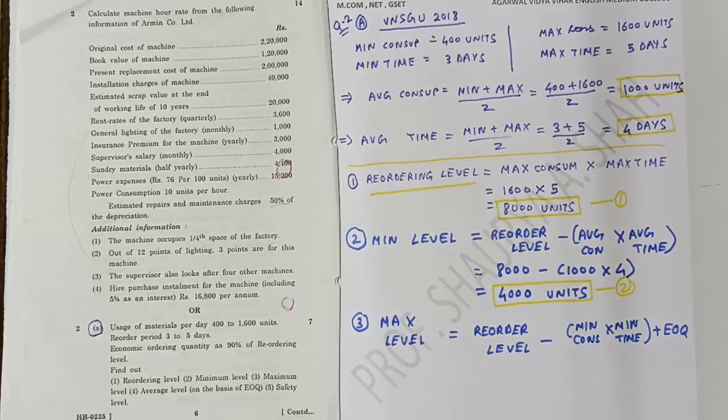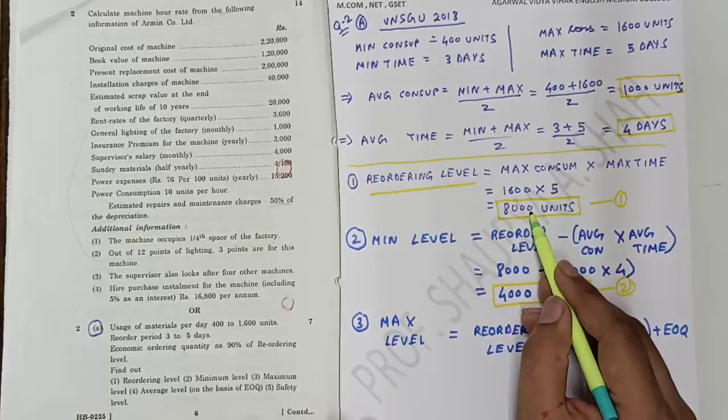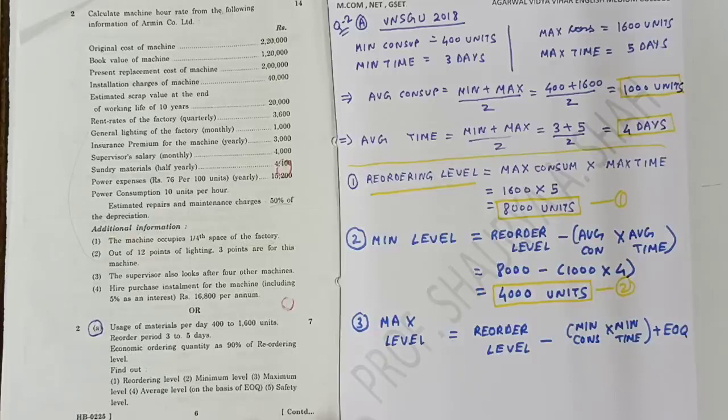EOQ, there is one information given in the sum that EOQ is 90% of reordering level, right? So what is 90% of reordering level? That is 8000 into 90% gives me the value of EOQ. So I'm not separately finding it out. I will just write down in the formula itself.